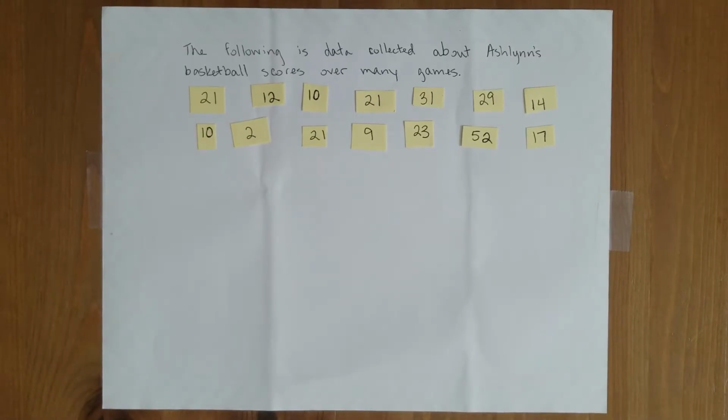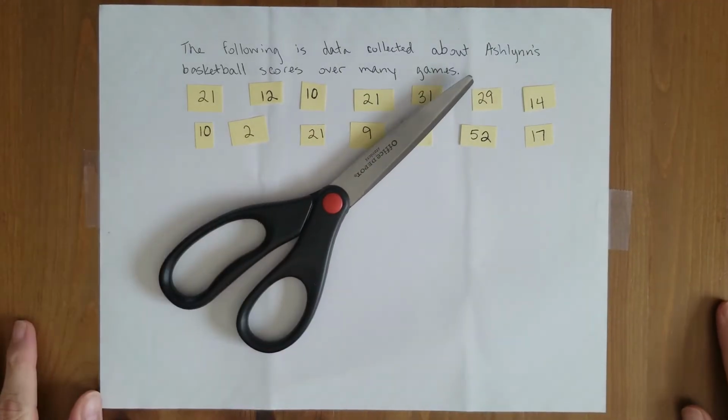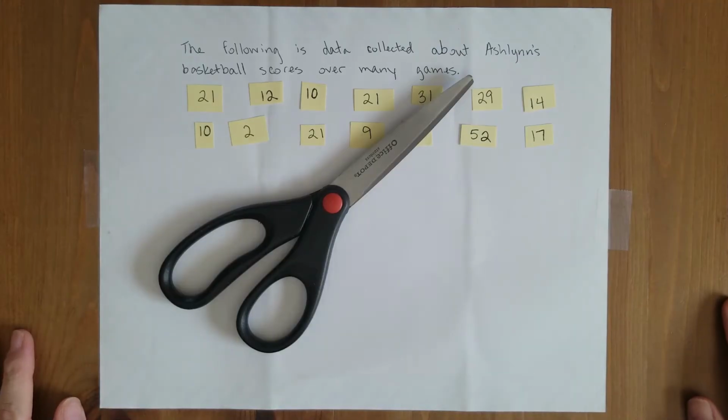This week we're going to take a look at another way to display data, and that is called a stem and leaf plot. All you need is a pair of scissors to help you understand how to assemble a stem and leaf plot.